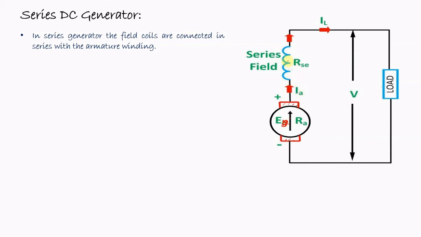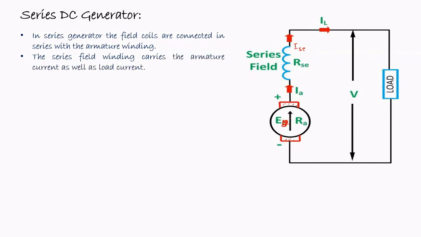And as the field winding and the armature winding are connected in series, the same current will flow through the field winding also. The field winding current here can be represented as Ise, and the same current will flow through the load also. So the series field winding carries the armature current as well as the load current. Here we can see that the entire current which is flowing from the armature will flow through the field winding as well as to the load.